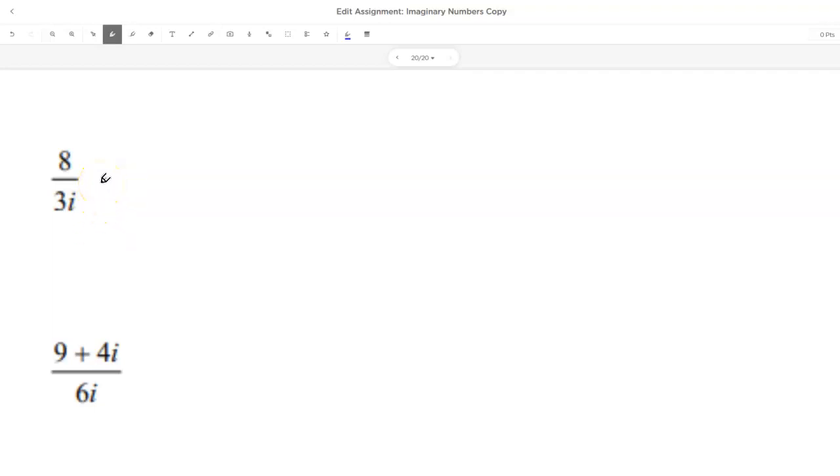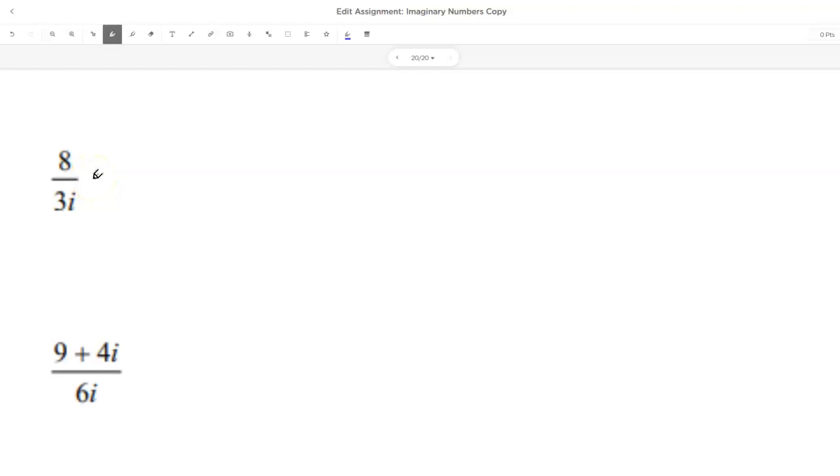Okay, so here we have a division problem involving the imaginary number i. With a problem like this, we cannot leave an i in the denominator. We can't leave a radical in a denominator. So our goal is to get rid of that denominator.